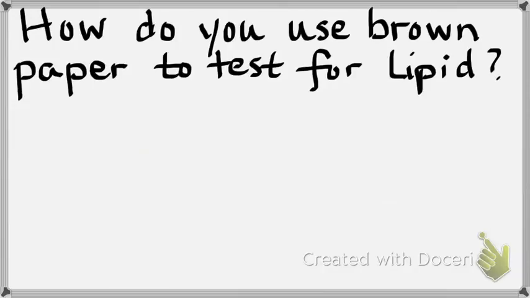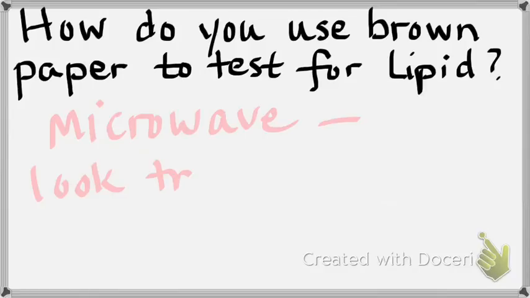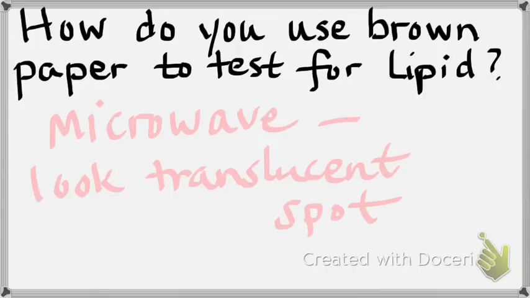How do you use brown paper to test for lipid? First, you got to put it in the microwave to evaporate the liquid. And then what do you look for? Translucent spot. If you see a translucent spot, you've got lipid. It's okay?